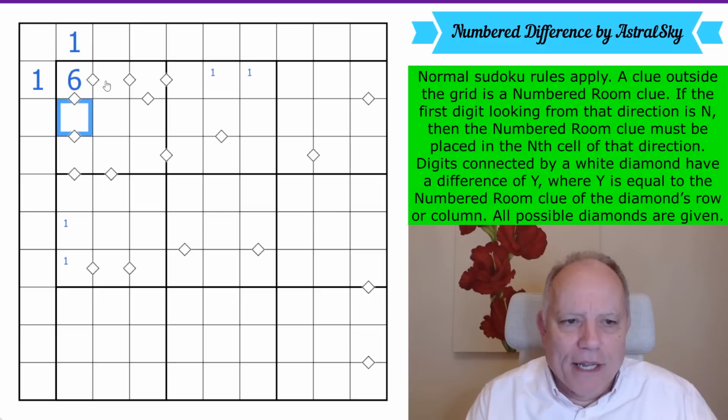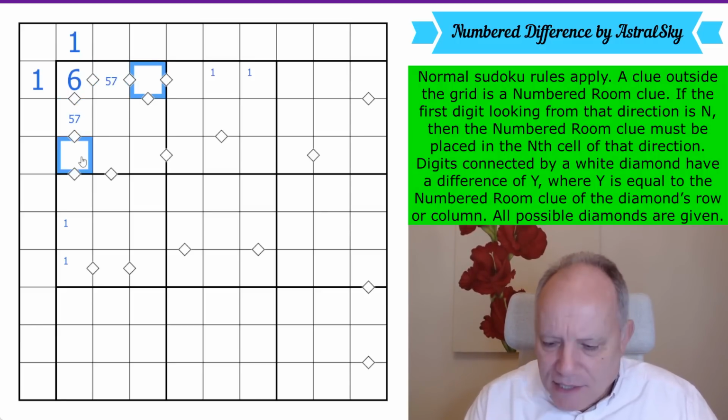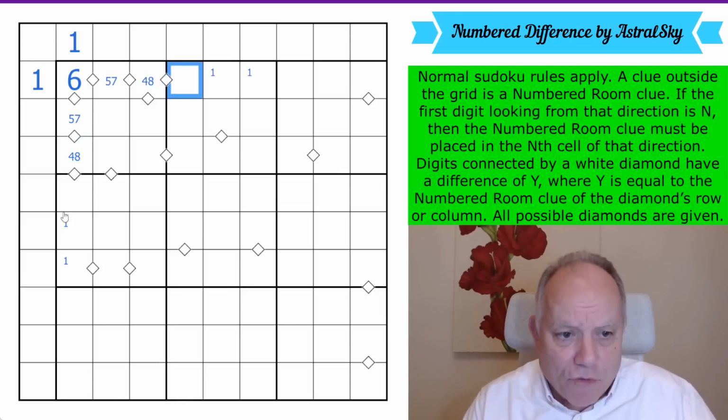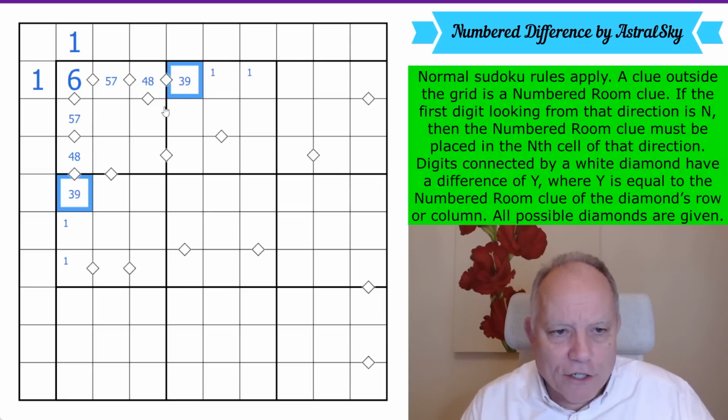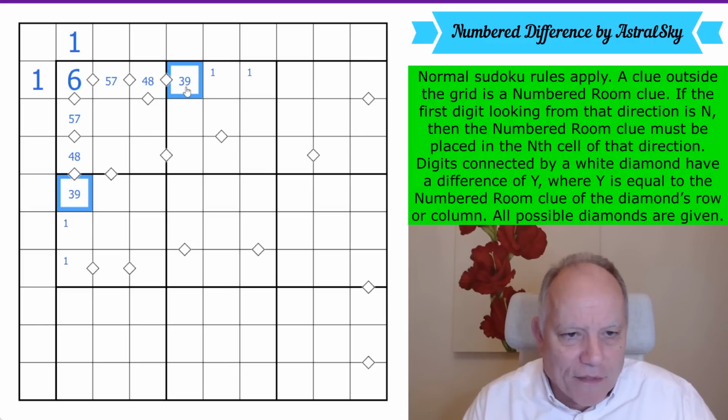That's absolutely incredibly weird. That's a 5-7 pair. This is a 4-8 pair. This is a 3-9 pair that I wish I could show as definitely different from each other.